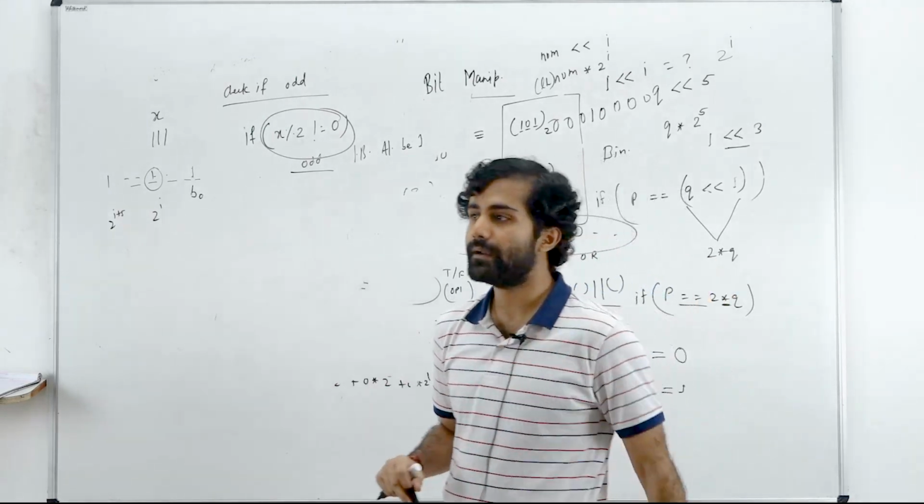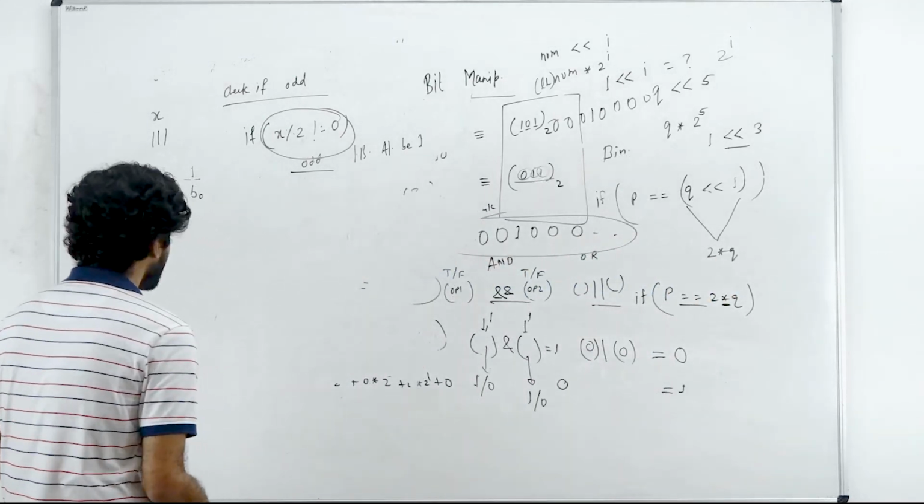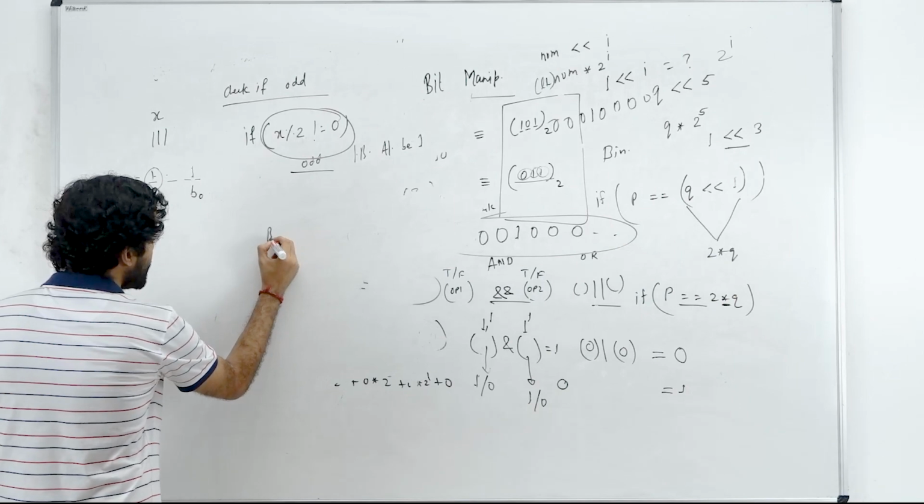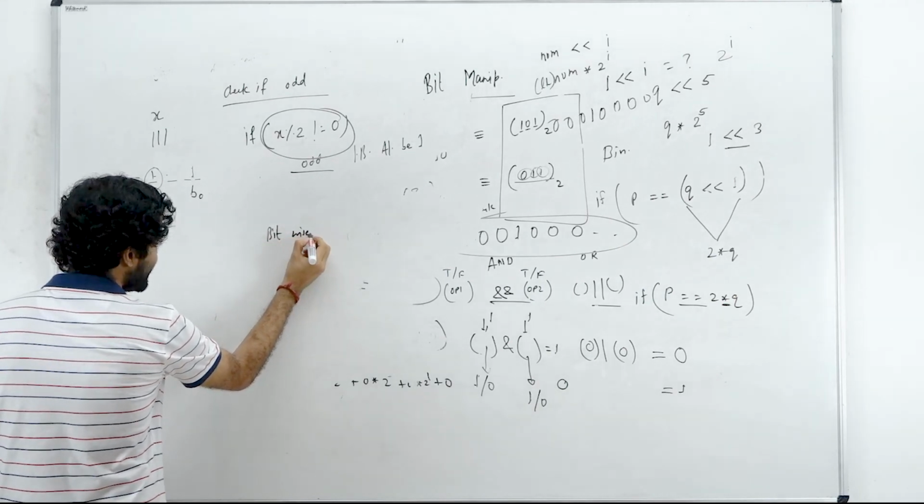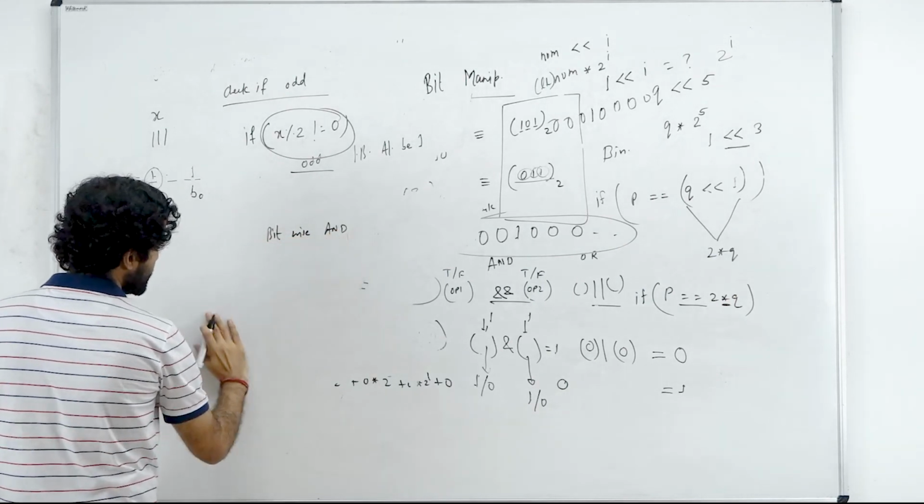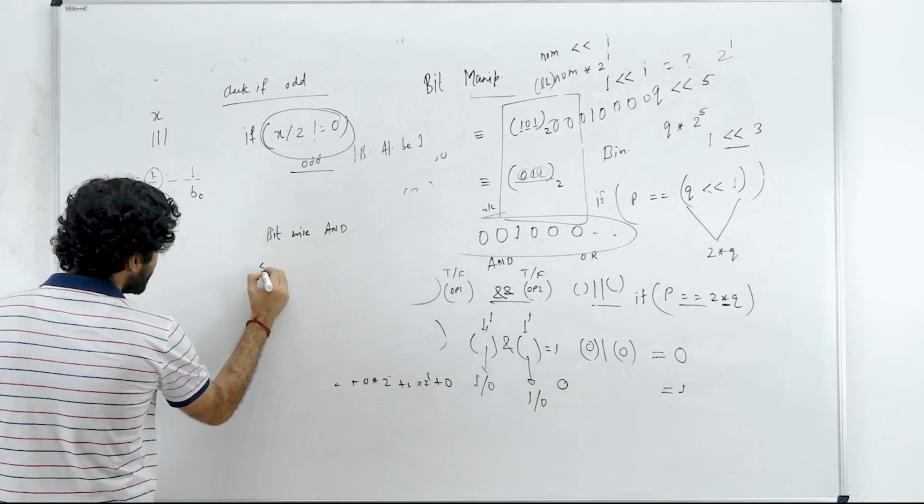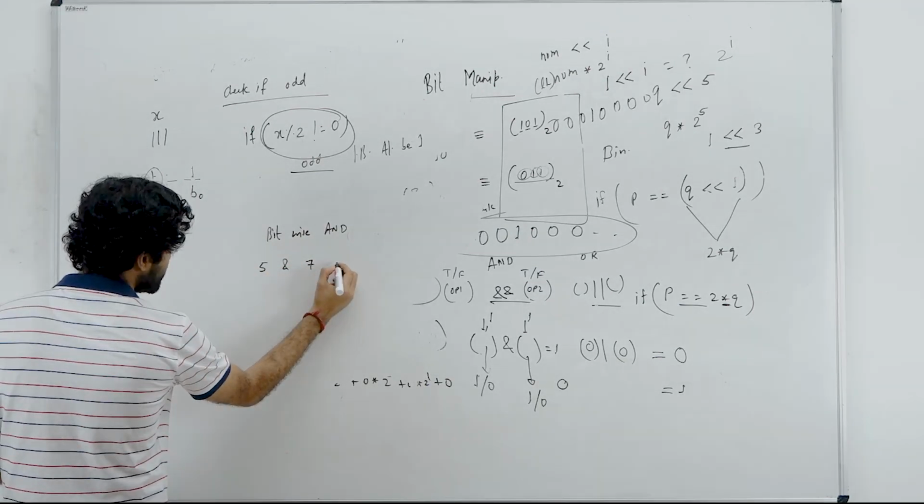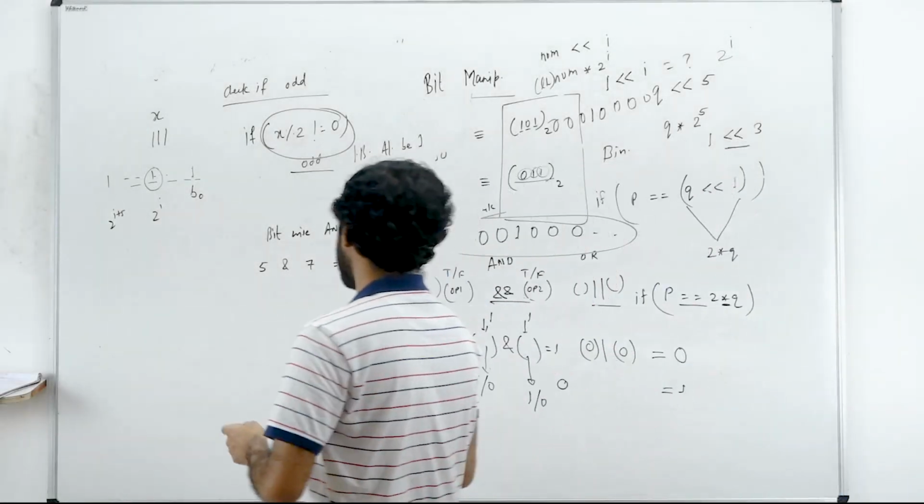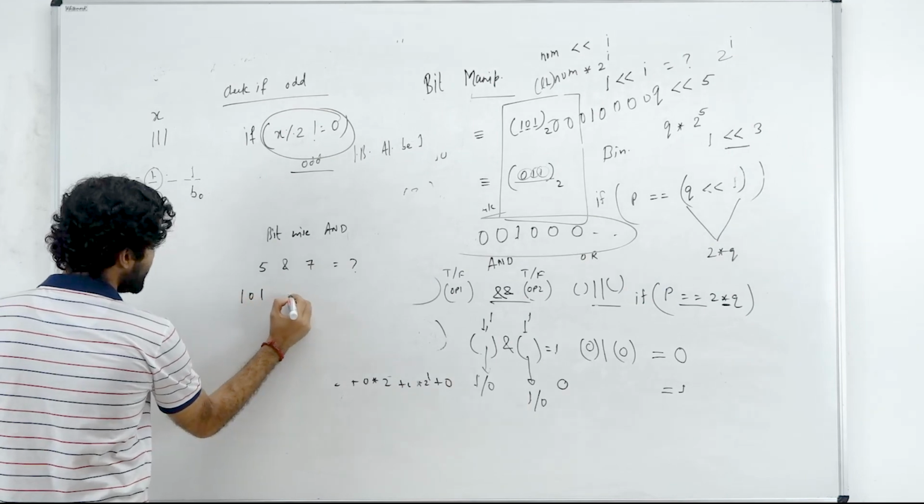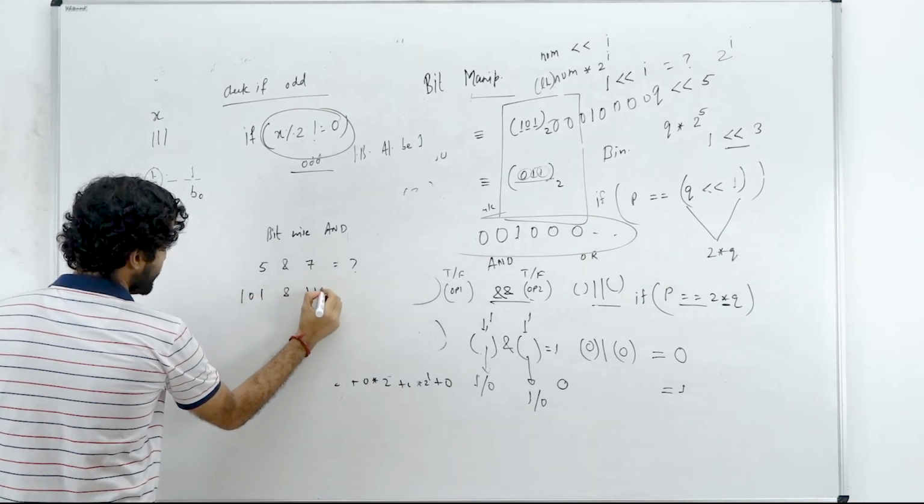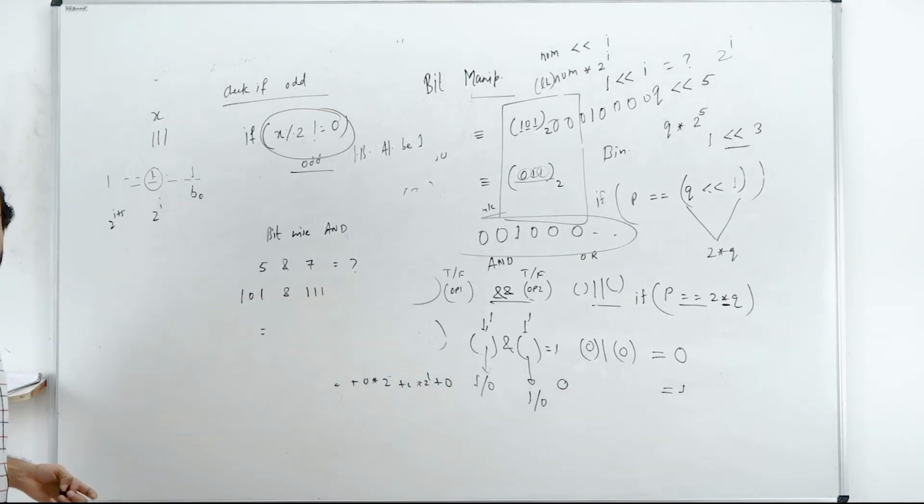So let me ask you one simple question. Let us talk about bitwise AND. Can somebody tell me the result of 5 and 7? What will be the bitwise AND of 5 and 7? 5 is 101. This is 111. What will be the result?